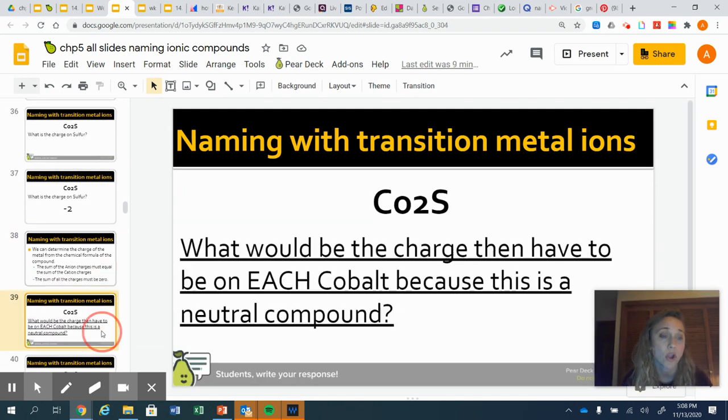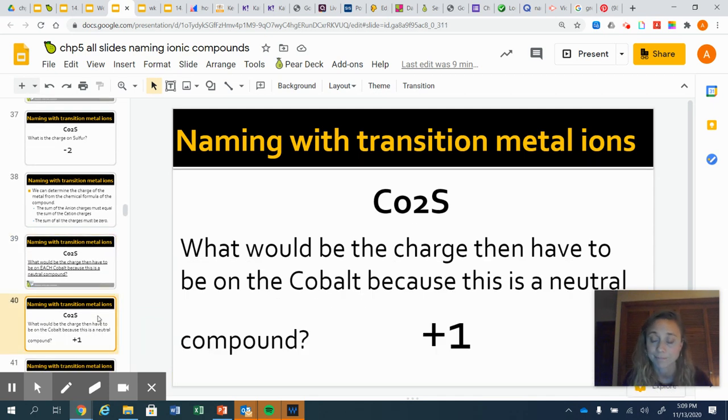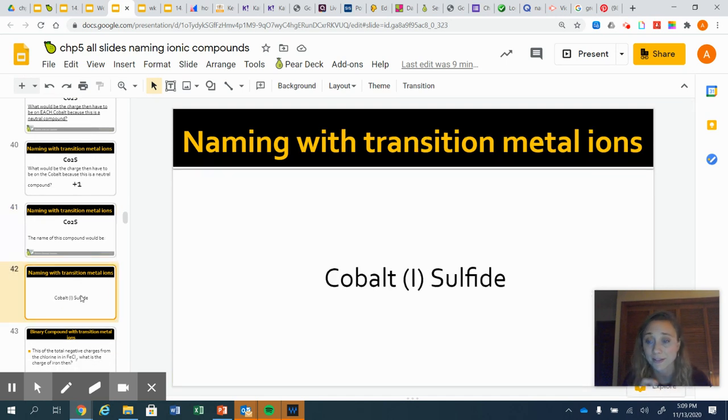So cobalt has to have +2 because the sum of all charges must be 0 and it must cancel the negative charges. Okay, so then what would be the charge on a single cobalt atom since we know the total has to be +2? Yeah, it's going to be a +1 because there's 2 of them. So then total, they'll make a +2. So we're going to call this cobalt 1 sulfide. So we have to use Roman numeral 1.